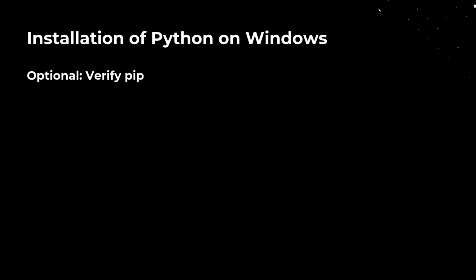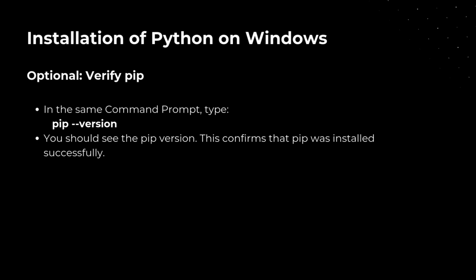Next is the optional step, that is verify PIP. In the same command prompt, type pip --version. You should see the PIP version. This confirms that PIP was installed successfully.